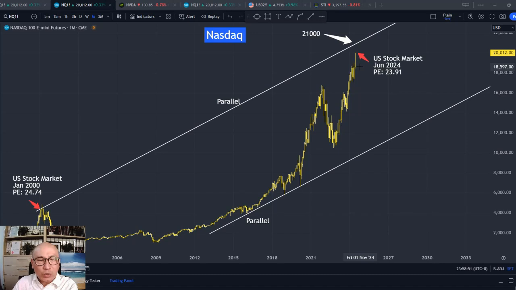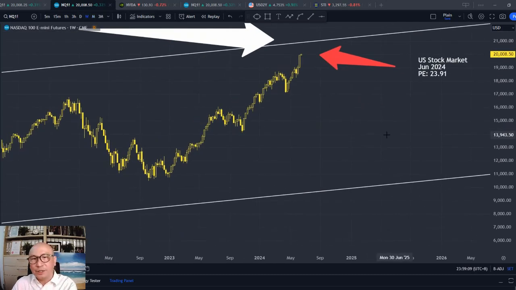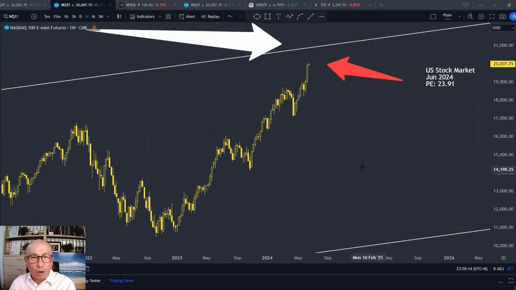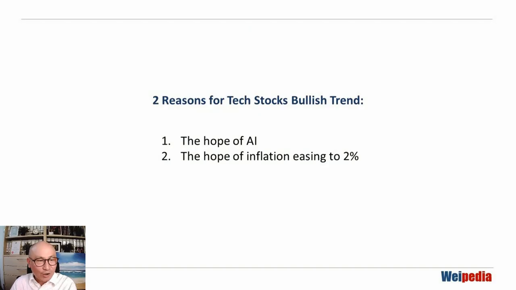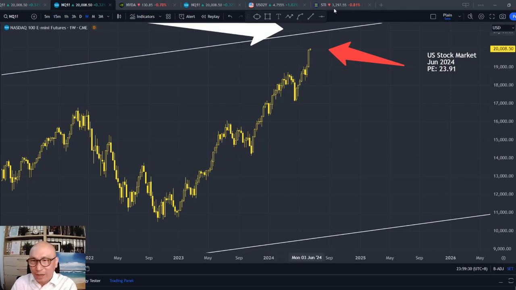Let's look at how to trade and manage Nasdaq towards 21,000. As time progresses, it may reach 21,000. Let's look at the weekly chart right now. What I'm seeing here is the parallel lines, and we're going to discuss how I'm going to manage the trade. Basically, as long as the two factors are there, the hope of AI is still there, and number two, inflation may continue to move down to 2%, these are the two key factors why Nasdaq maintains bullishness. I believe the strategy is to continue the buying on dip strategy.